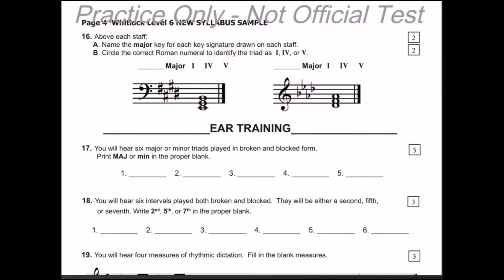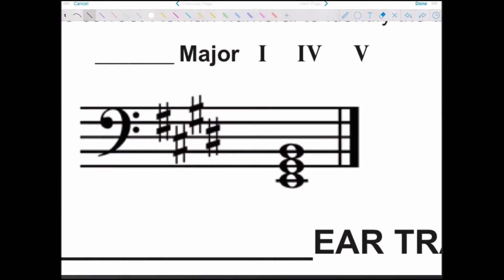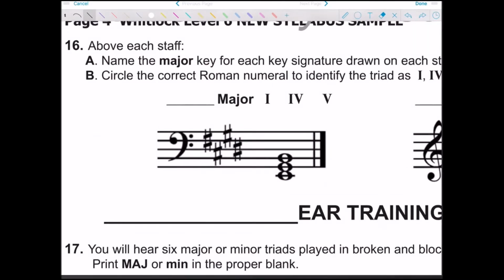Going on to question 16, the last question we're going to be doing in this series, because I don't do ear training in this series. It says, above each staff A, name the major key for each key signature drawn on each staff. Let's just start with that. So in this one, I have 4 flats. So that means I'm in the key of E. If you go back to your circle of fifths, that circle of fifths helps you answer so many questions in this test. Okay, so I'm in the E major.